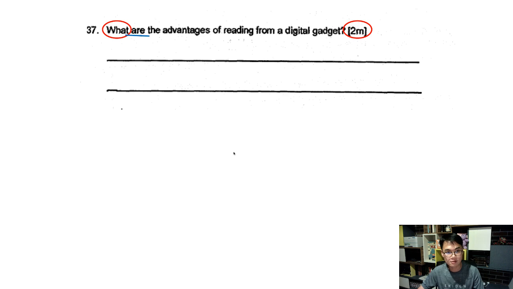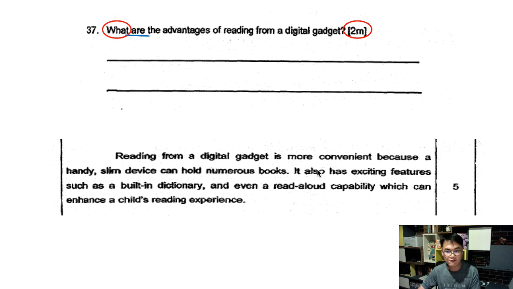So Martin is correct in identifying the chunk of text, right? He basically took this entire section, a handy slim device which can hold numerous books, exciting features, built-in dictionary, read aloud capability, but I don't need to copy it. In fact, I can't. If I copy this, I'll get marks deducted. I need to answer the question. What are the advantages? So I need to say it can hold numerous books and it has a built-in dictionary, or I can also use a read aloud capability. So there are 3 points here, but there are only 2 marks, which means I only need to choose 2 out of these 3 points.